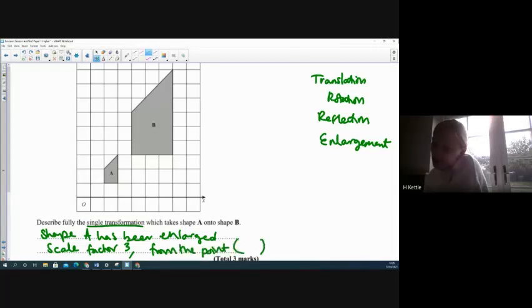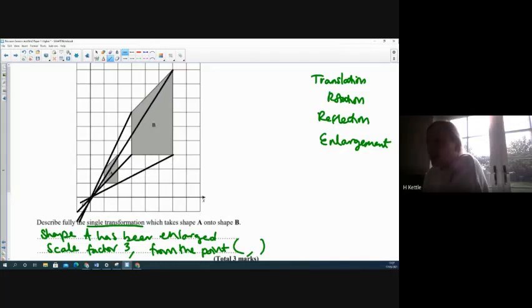And we need to give the center of enlargement. Now, to get that center of enlargement, we're going to connect the corresponding points. So this point is the same as this point here, and we just keep going back with it. This point corresponds to this point here, and we keep going back with it. This point corresponds to this point here, keep going back, and this point corresponds to this point, and keep going back.